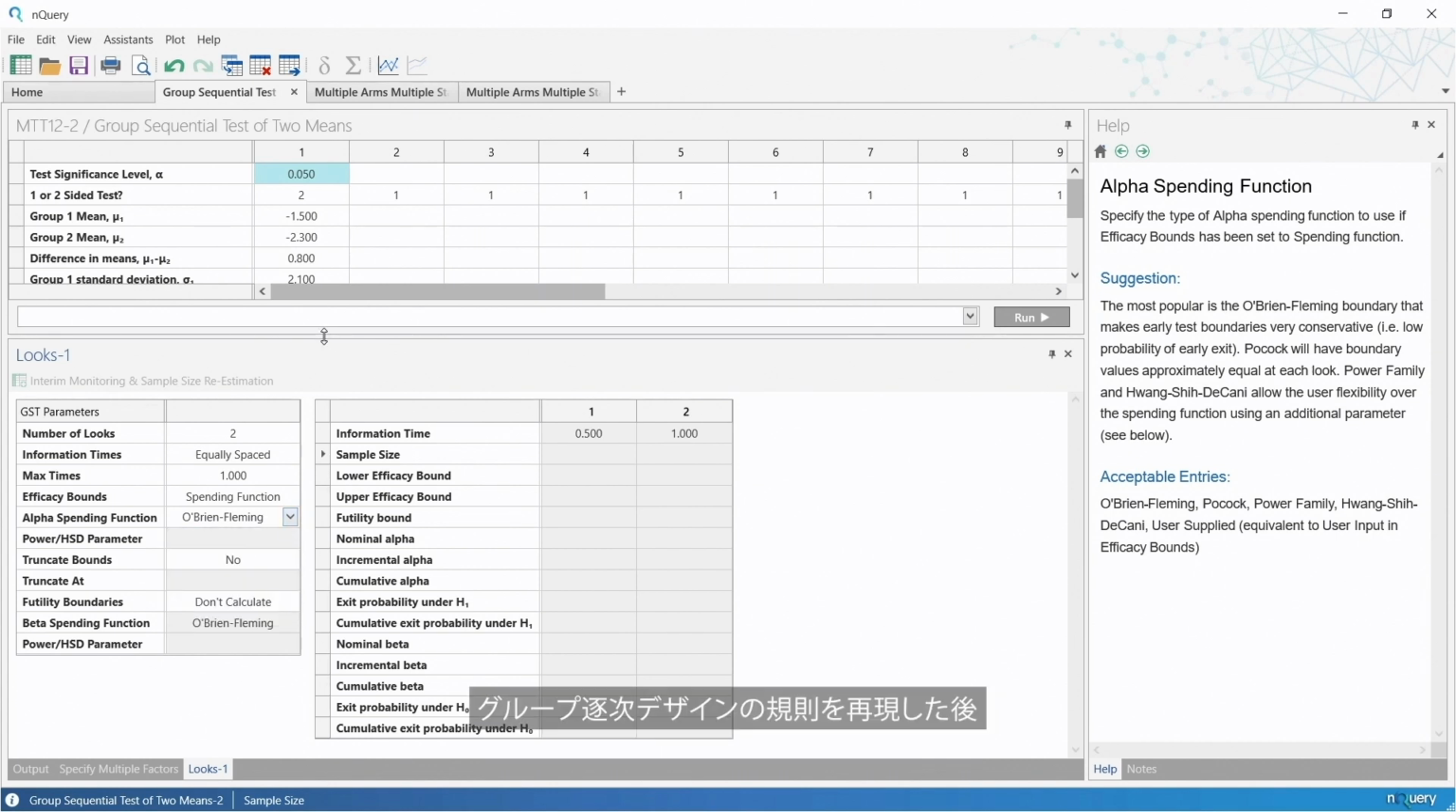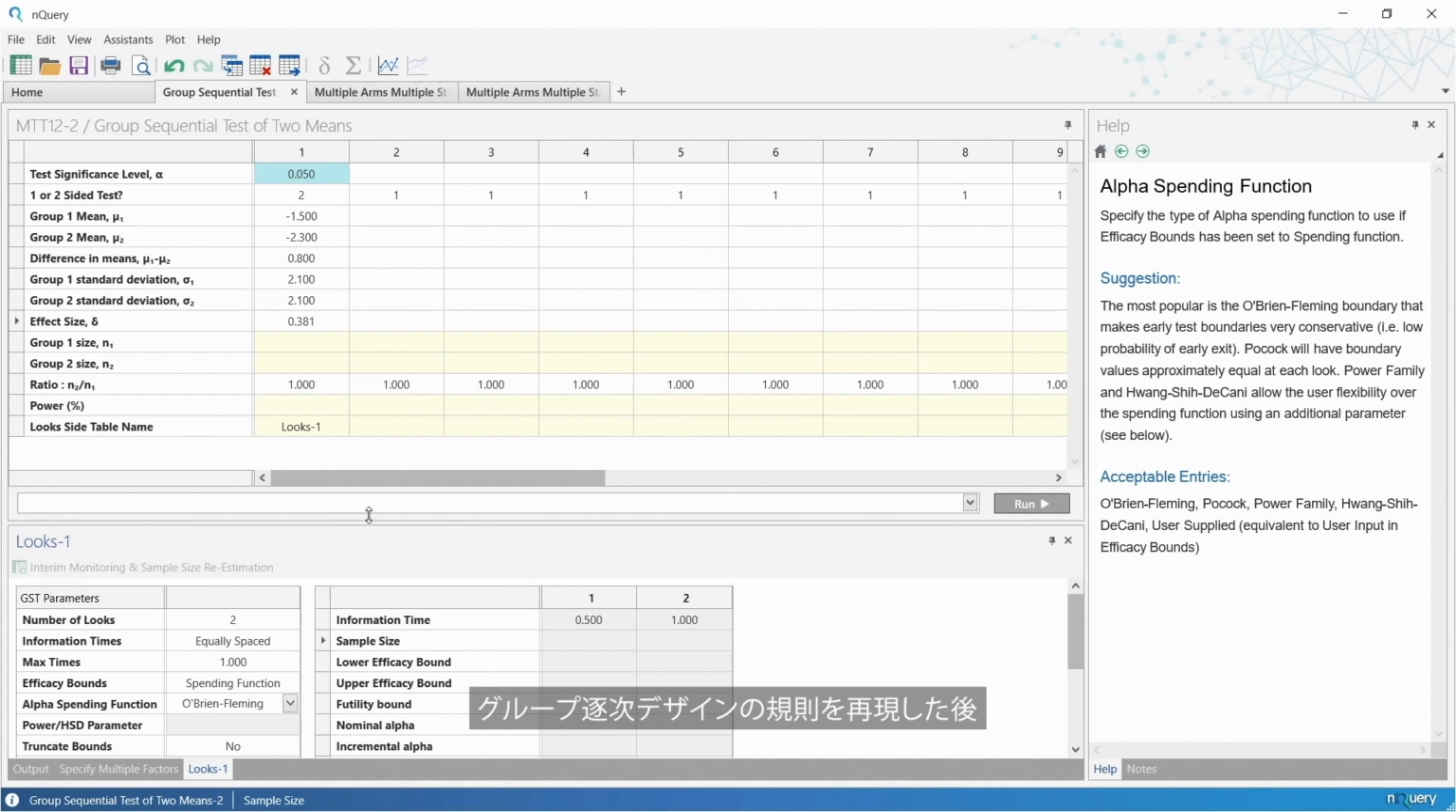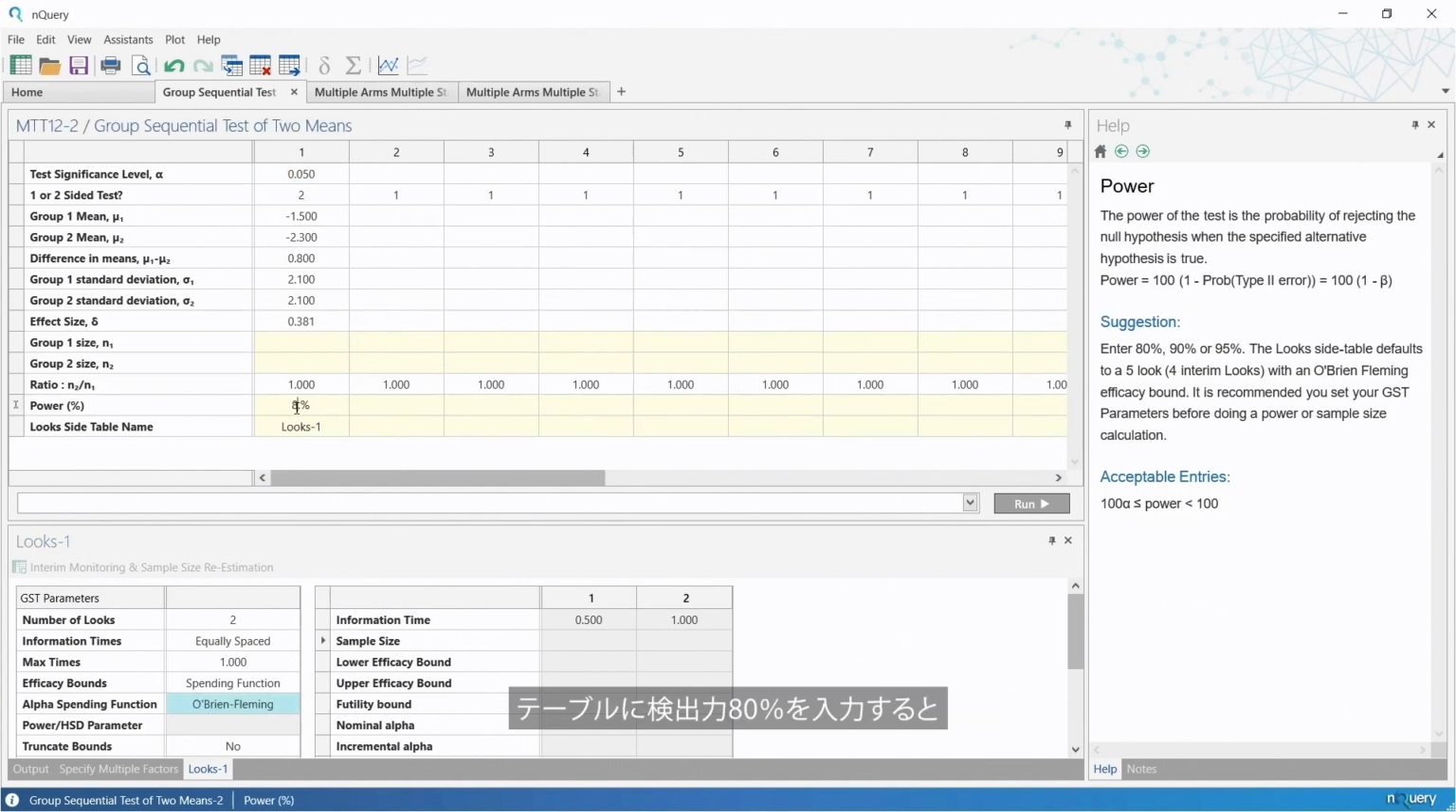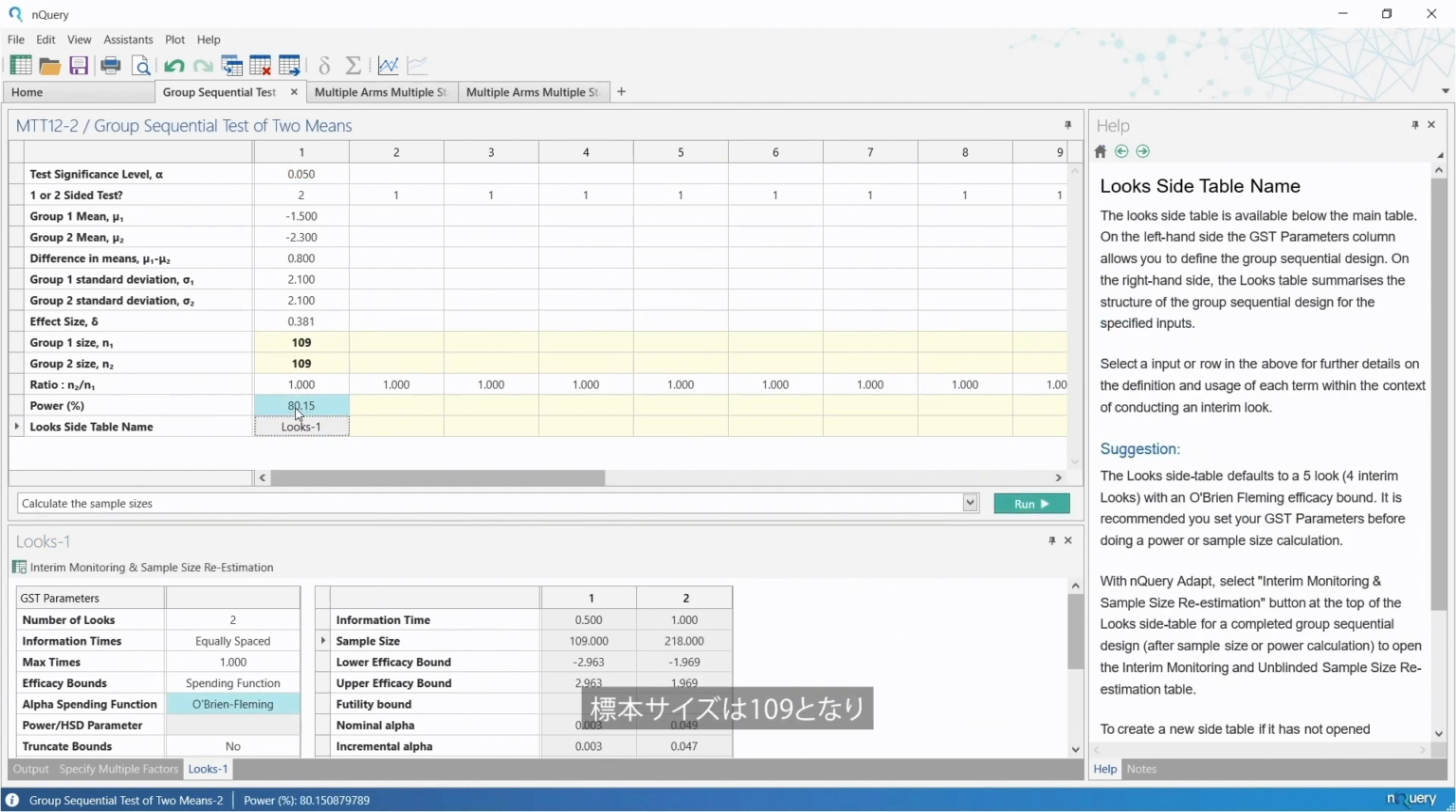Having replicated the rules of their group sequential design, we will now enter a power of 80% into the main table, giving a sample size of 109, which is equivalent to the sample size expected by these researchers.